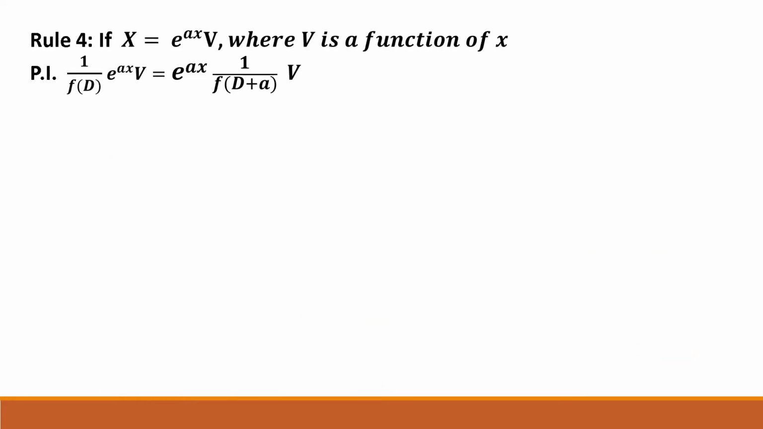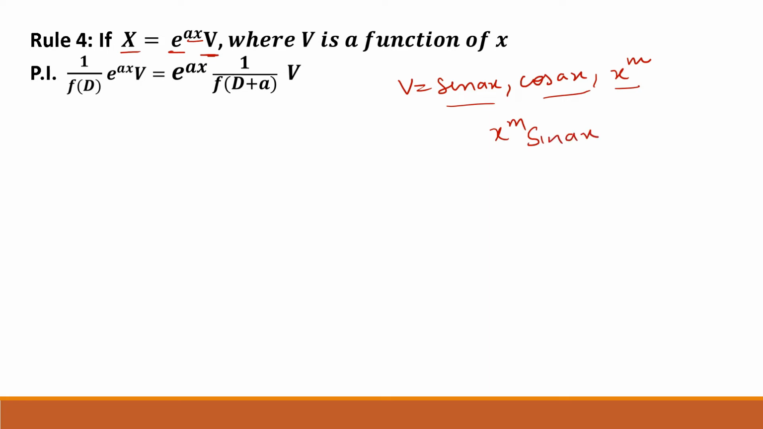So rule number 4. Rule number 4 says that if you have capital X equal to e power ax into v, where v is a function of x. Okay. So v can be sin ax, cos ax, x to some power, or it can be a combination of these functions, like x power m sin ax or cos ax. So in this case, how will we get the particular integral? The particular integral will be 1 over f of d, e power ax into v. So here what we need to do is just increment this d by a.